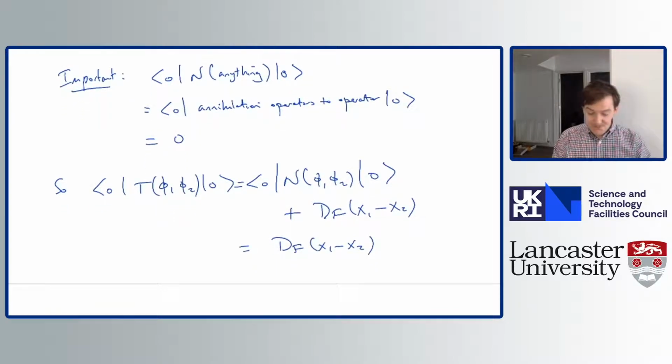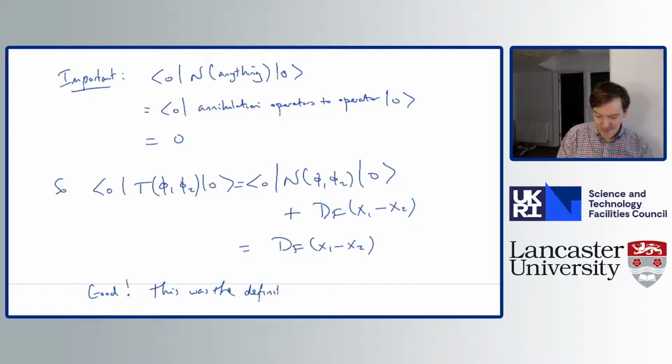So this is good because you should recognize this is our definition of the Feynman propagator. You remember back a few lectures ago, we defined the Feynman propagator to be exactly this time-ordered product of fields. So we've just seen that Wick's theorem certainly works for the case of 2 fields.